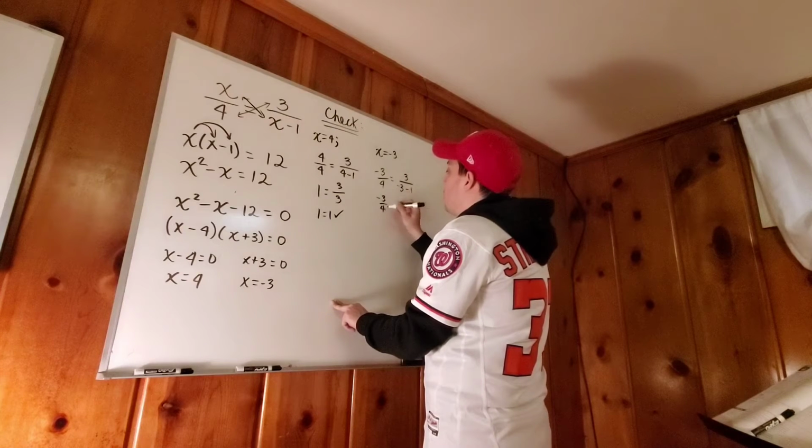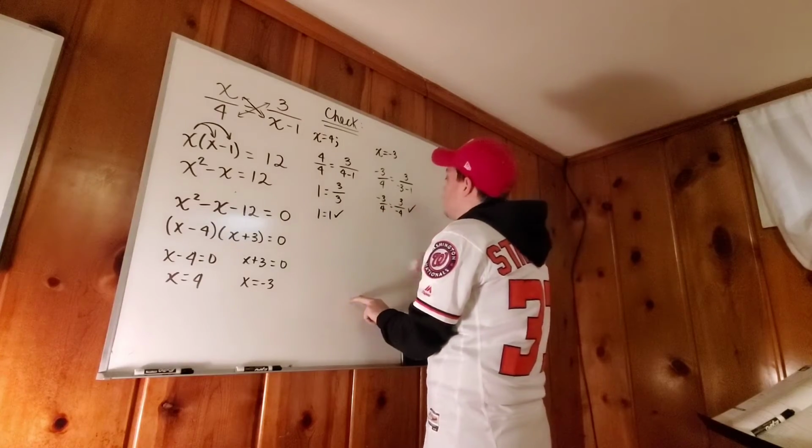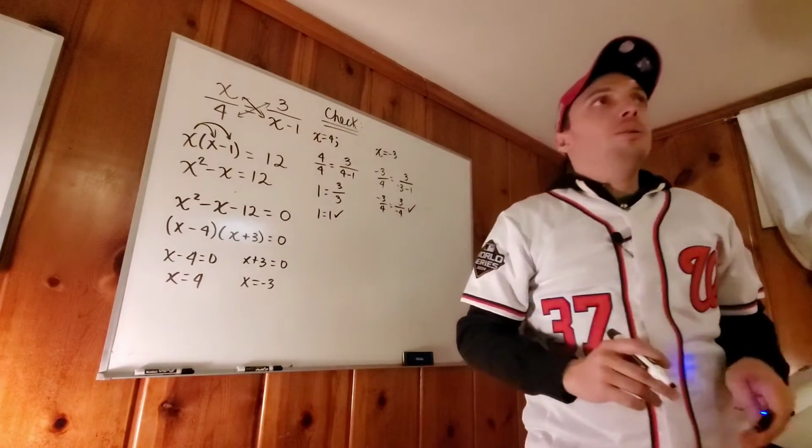Negative 3/4 is going to be the same thing as 3 over negative 4, because positive and negative is negative, and negative and positive is negative. It is the same thing, so we have finished there.